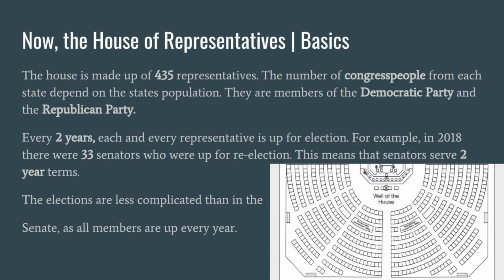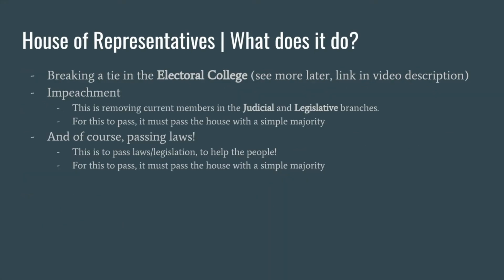Now, the House of Representatives. Here are the basics of the House. It's made up of 435 representatives. These are Congress people. I'm going to need to wrap this up soon. Every 2 years, each and every representative is up. They serve 2-year terms, and those are all the different representatives.